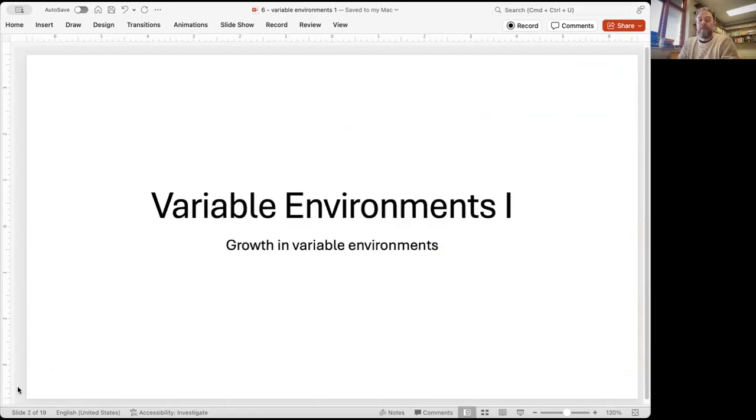Okay, so the overarching topic here is variable environments. And this will be part one, because I've got plans for the week after that too, which will be competition in variable environments, the theme of the seminar here. But before we get to competition in variable environments, I thought it'd be good to build up a little bit slowly and start out with growth in variable environments.